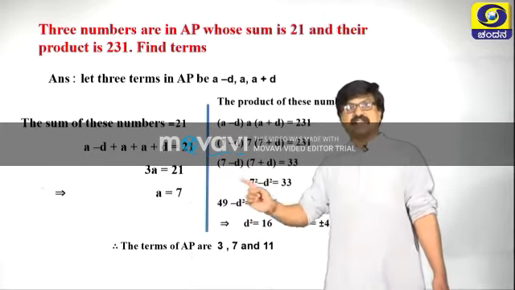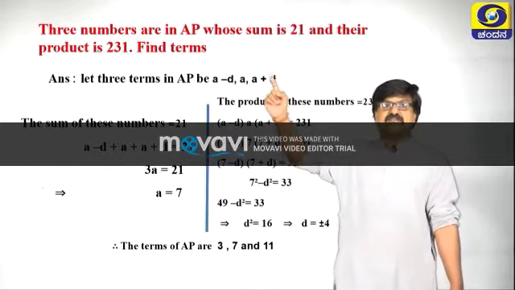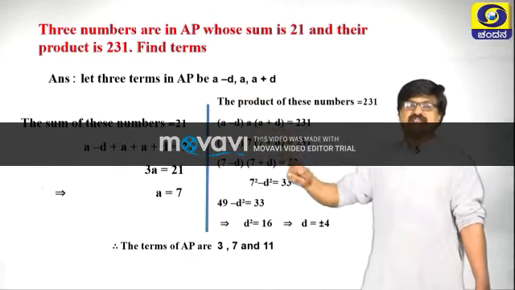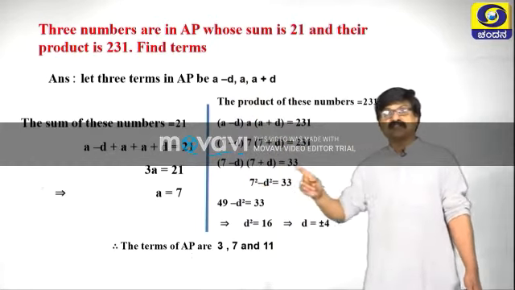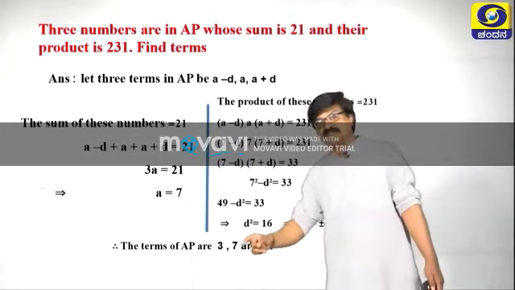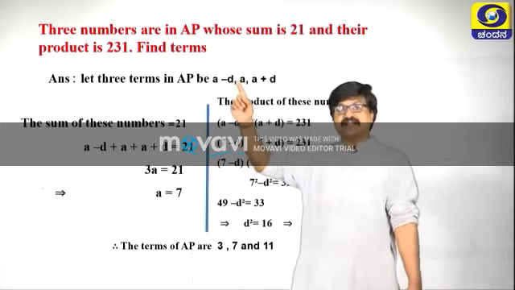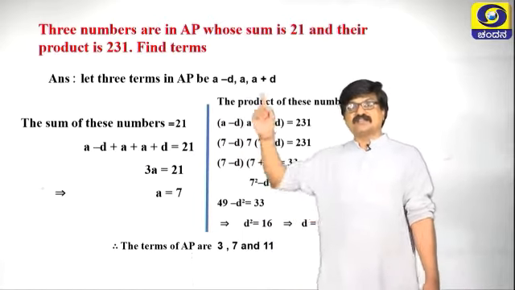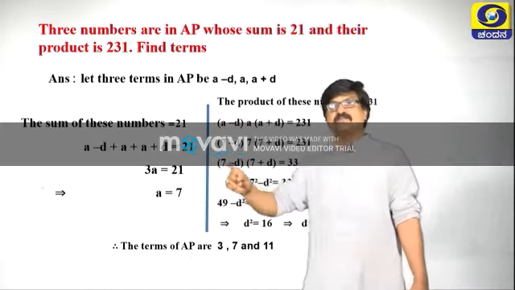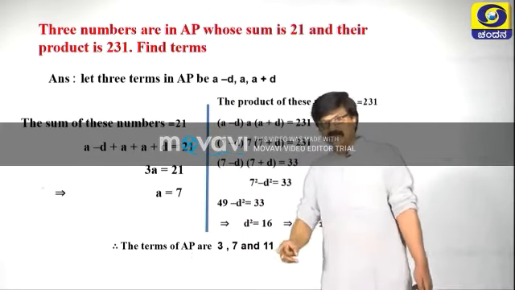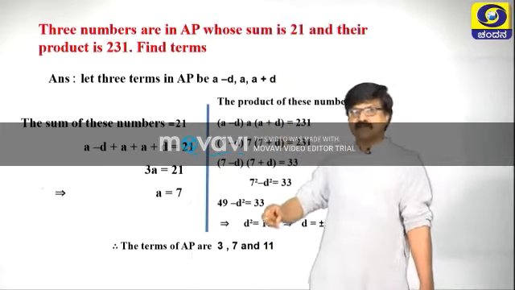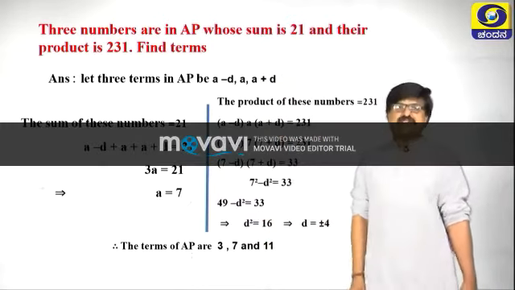After getting A and D, we have to find the terms. What is the first term? A minus D, that is 7 minus 4 is 3, the first term is 3. What is the second term? A, that is 7 only. Third term is A plus D, that is 7 plus 4, 11. If you add them, 21 we are getting. If you multiply, we are getting 231 only.